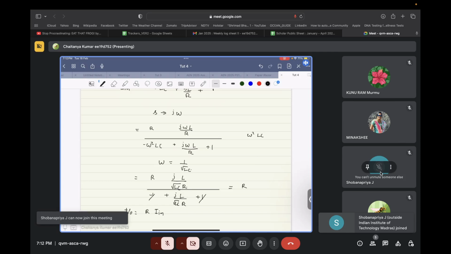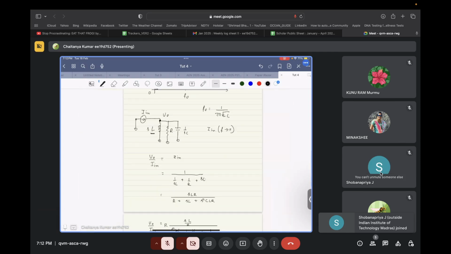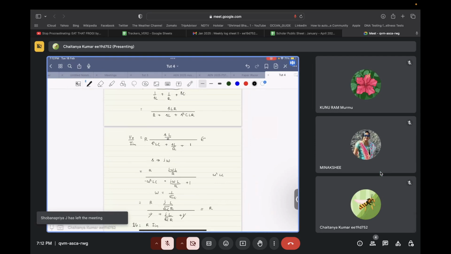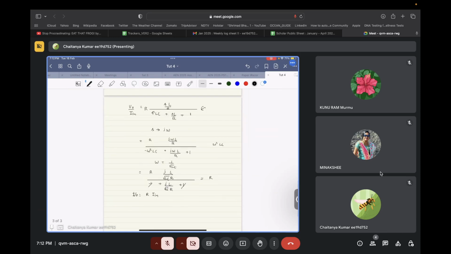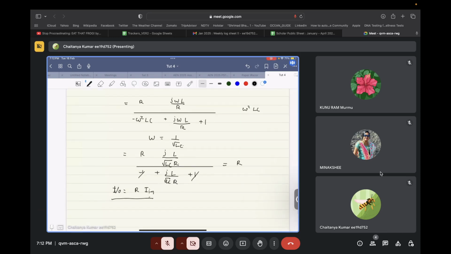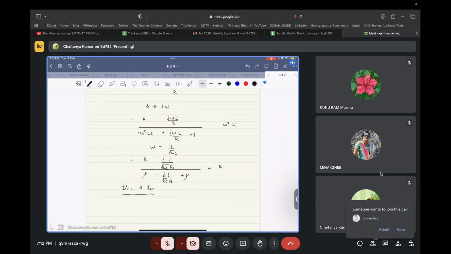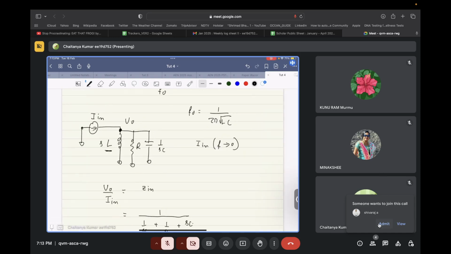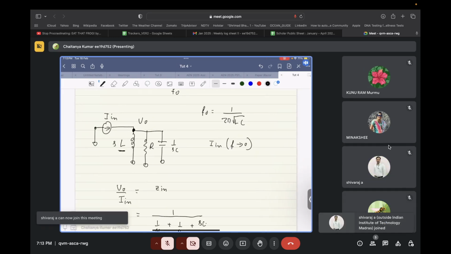So in this particular thing, we saw from the expression that at omega naught as 1 by square root LC, we get V naught as R times IN. Now let's see if it makes sense. So you guys are aware of something called resonance, right?